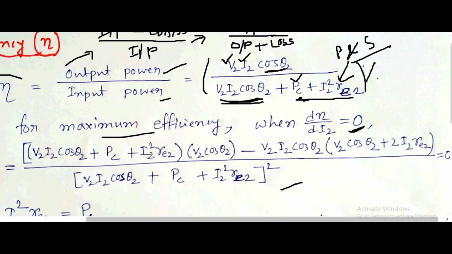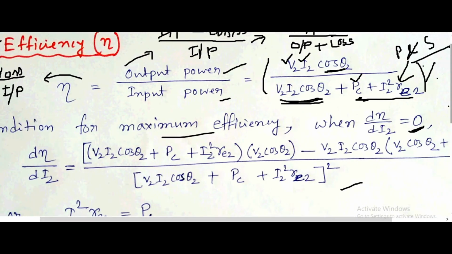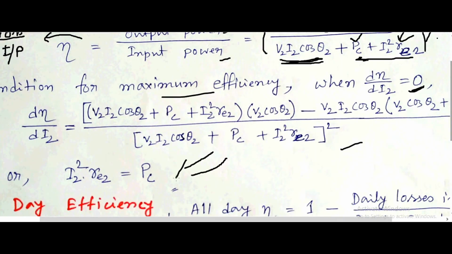You can see the derivative equation, and after solving it we got the solution: I2 squared RE2 equals PC. That is actually variable losses, meaning copper losses, and copper losses equal the core loss, that is the constant loss. So we get the maximum efficiency when variable losses equal the core loss. At that time we will get the maximum efficiency.